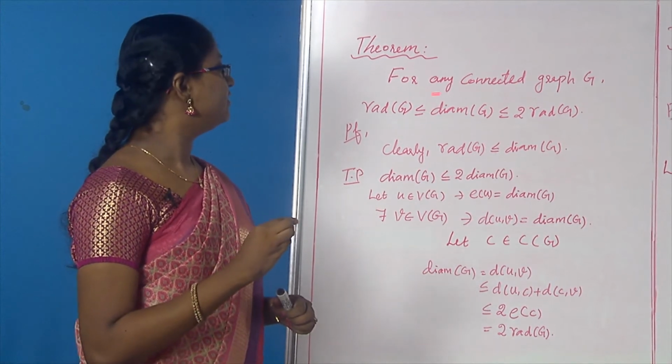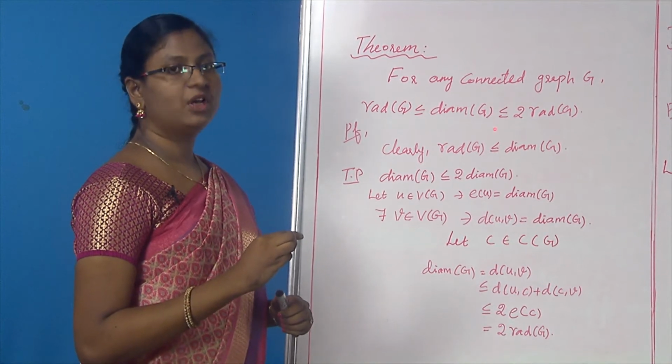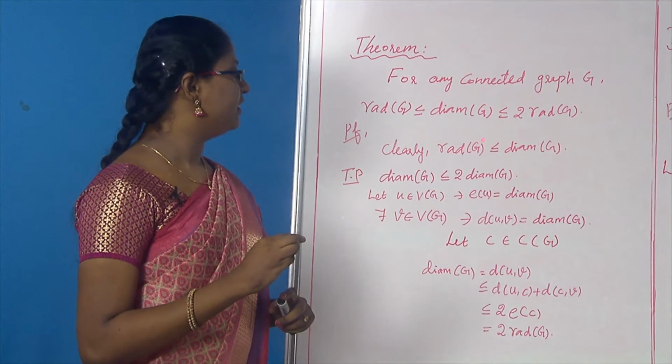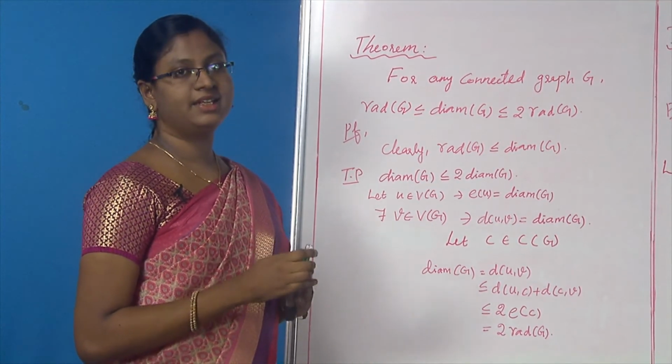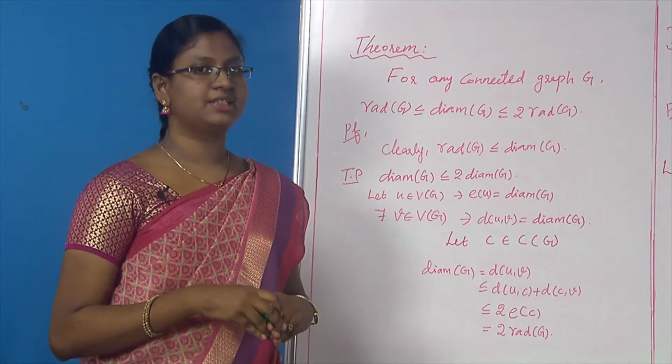First, consider the first part, that is, radius of G is less than or equal to diameter of G. What do you think about this? Isn't it obvious? Yes, it is obvious, because when we consider the radius, we will be considering the minimum eccentricities, whereas in the diameter we will be going for the maximum eccentricities.